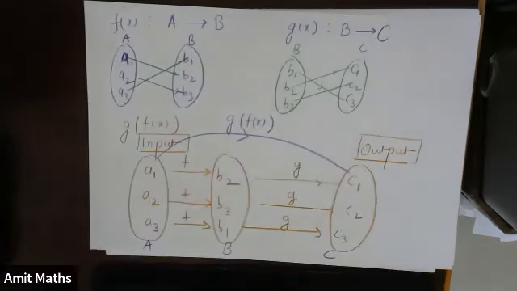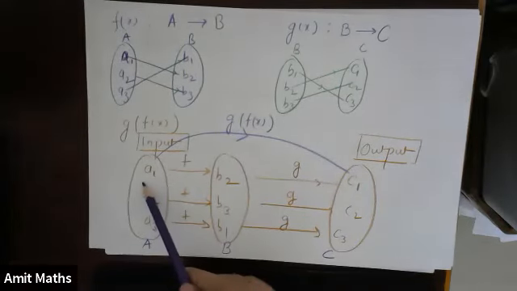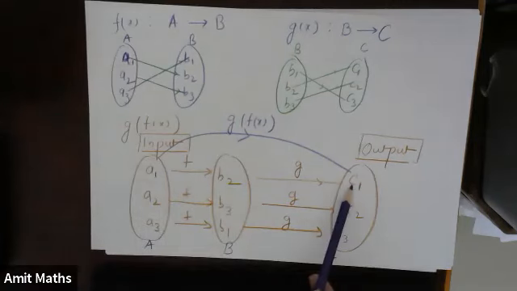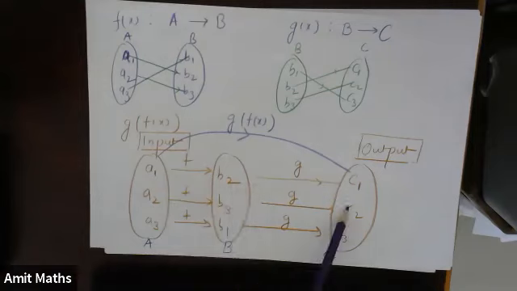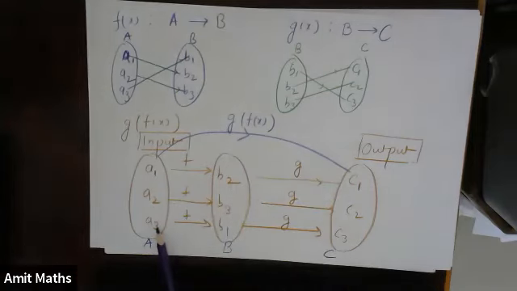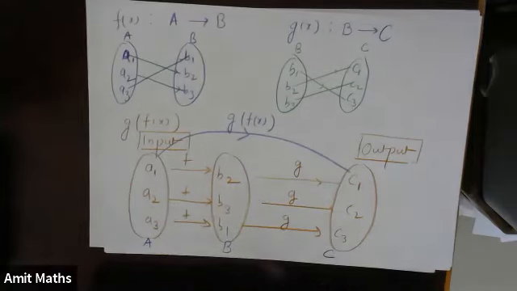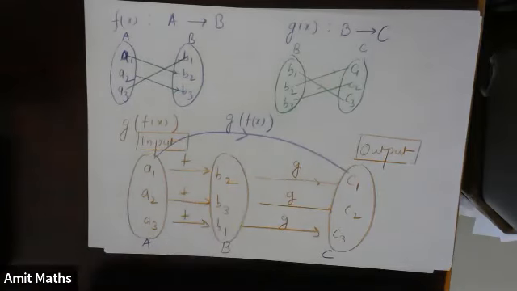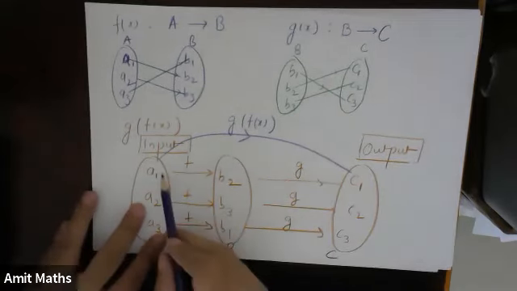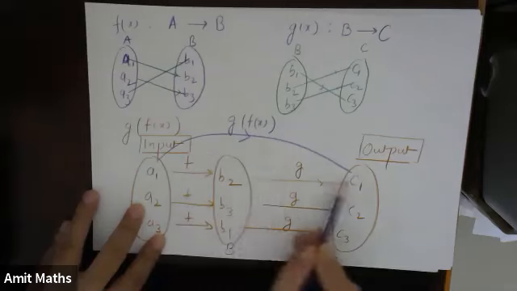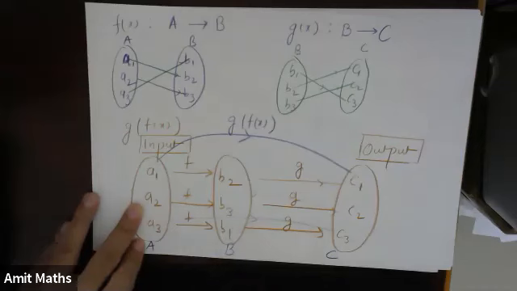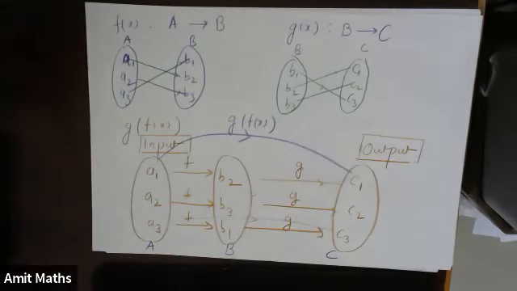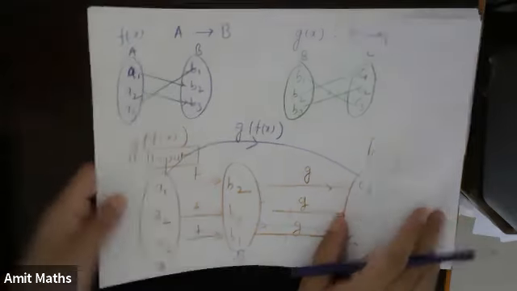So what is happening? When I get input A1, I get output C1. When I get input A2, I get output C2. When I get input A3, I get output C3. So overall, I will get outputs like this. I hope this diagram is okay for everyone. Fine. Now I'll write the mathematical definition also.